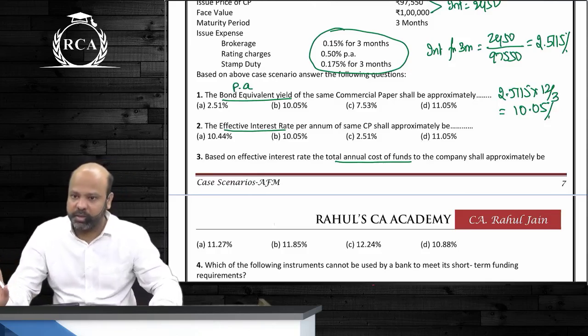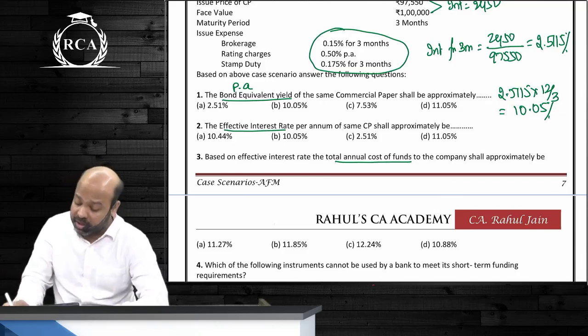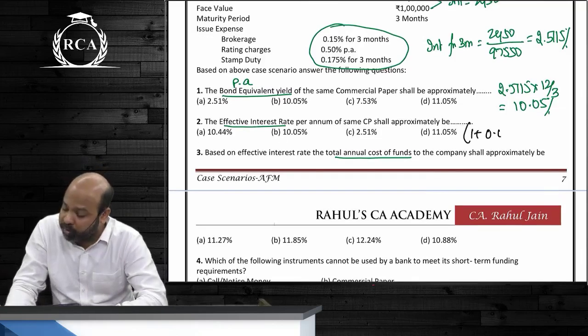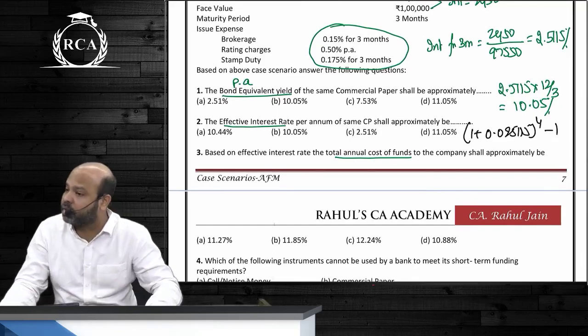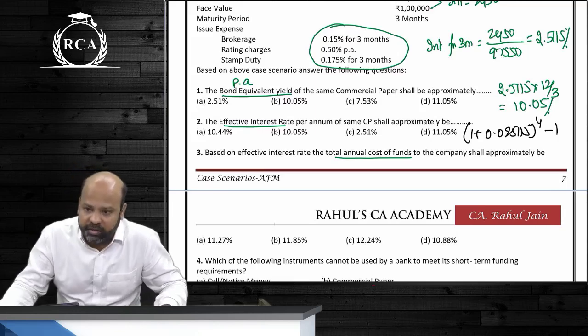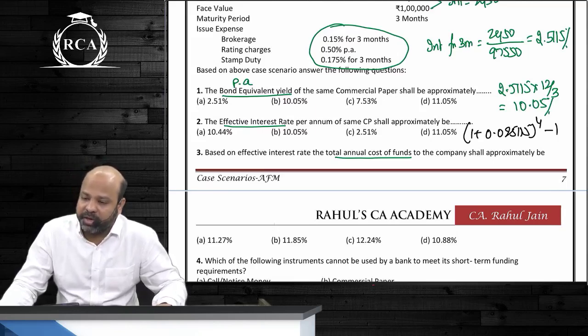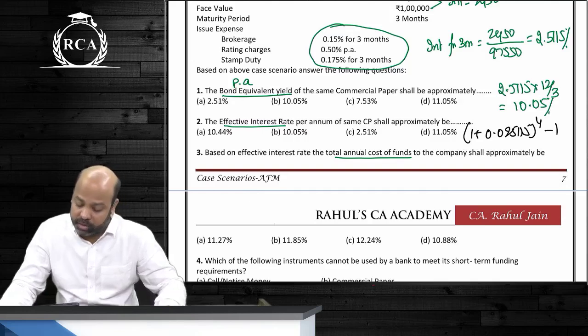समझ में आया? Effective interest rate कैसे करोगे? 1 plus 0.025115 whole power 4 minus 1. Are you understanding the difference? Kids, are you understanding the difference? Bond equivalent yield is without compounding. Effective interest rate is with compounding. कितना आएगा आंसर?